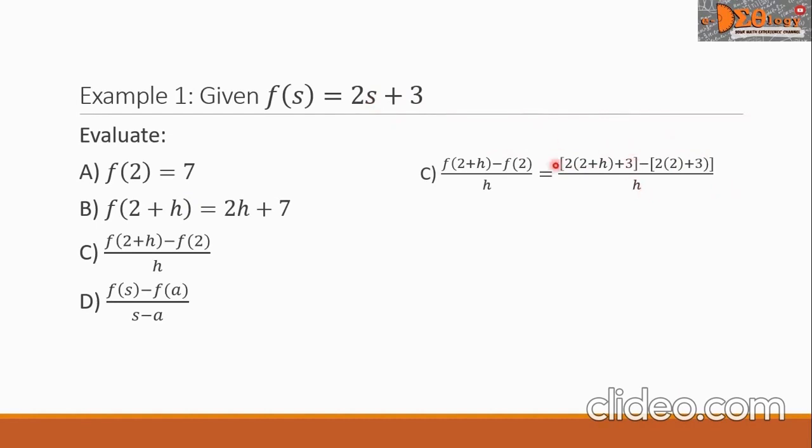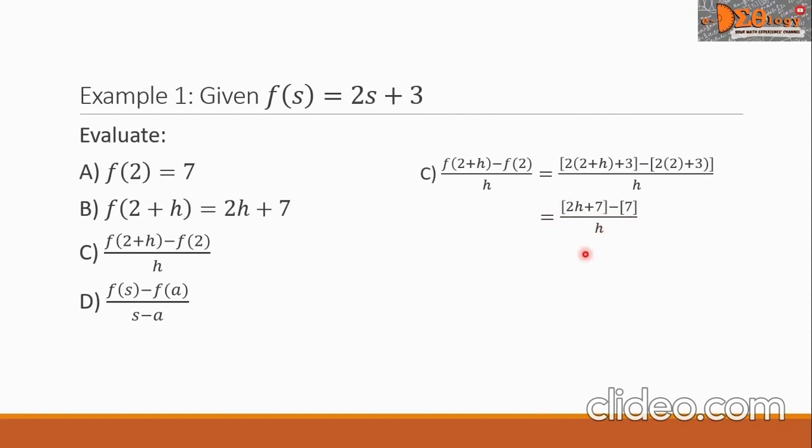Actually, we solved this already, and this is the answer, letter B. And the second function, we have the answer already in problem A. We can simply substitute the values of A and B respectively. So we have now the group 2h plus 7 minus the 7 all over h.